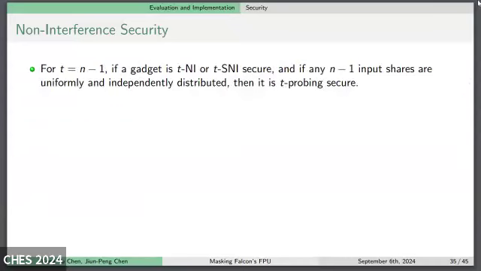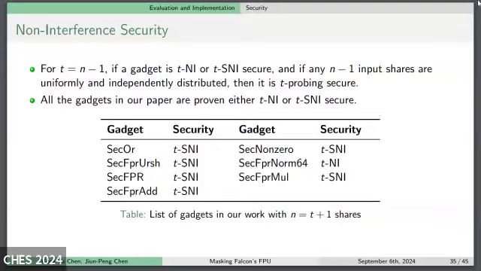So if t is n-1, and a gadget is TNI or TSNI secure, and any n-1 input shares are uniformly and independently distributed, then it's t-probing secure. And all the gadgets in our paper are proven either TNI or TSNI secure. I'm not going to go through the details of the proof because it can take too much time.